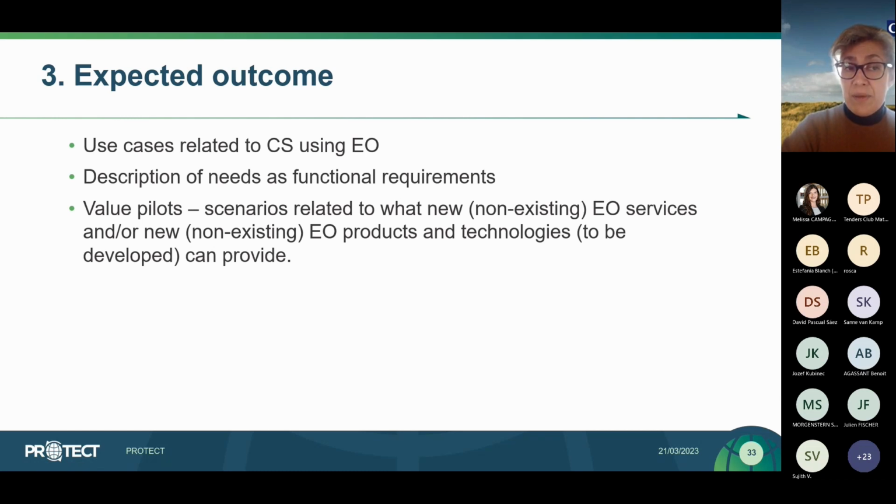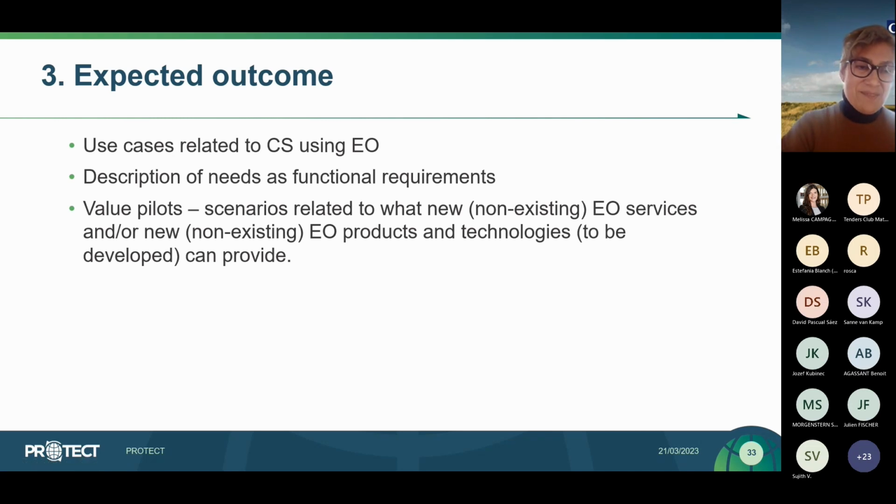So at the end of our pain point workshops, we will have some use cases related to climate services using Earth observation. We will describe your needs as functional requirements, and we will define some scenarios of what new or non-existent services based on Earth observation can provide us. So this is the challenge that we have in the pain point workshops in each of the domains, to obtain these use cases, this description in functional terms, and we can already try to see some pilots that can serve us to measure the value, to measure what we aim to achieve as key performance indicators.